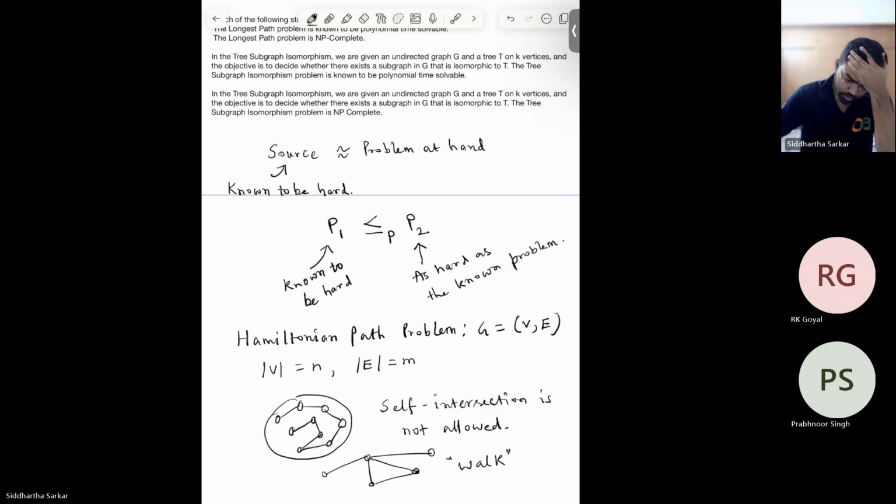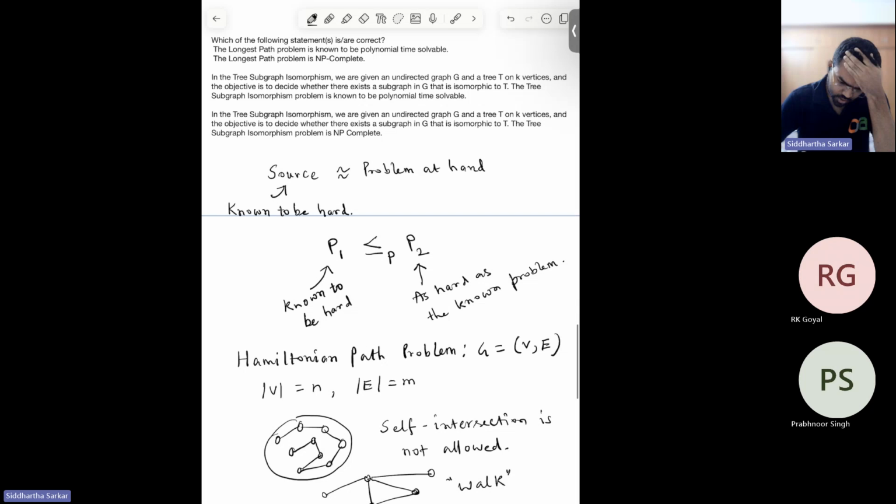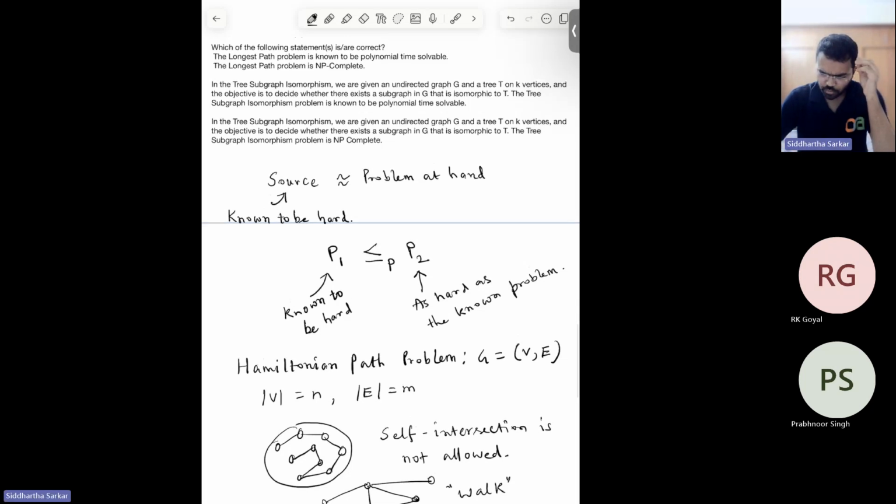Okay. So now, what is the longest path problem? So what is the long path problem? So the long path problem is saying that, okay, can you give me a path which is as long as k? So can you give me a simple path which is non-self-intersecting, which is a sequence of k vertices where none of the vertices are repeated? That is a long path problem. So does there exist a k long path?